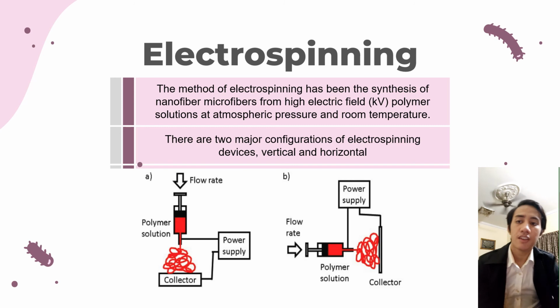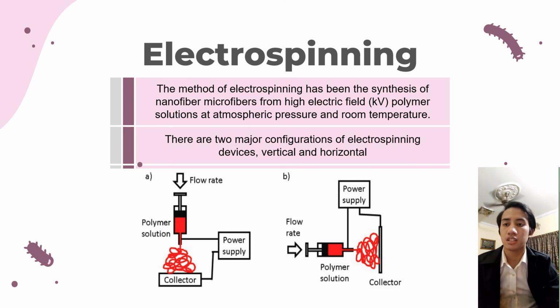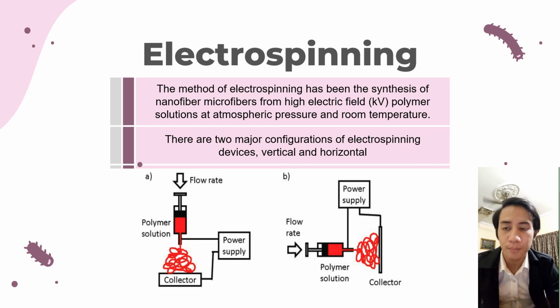Then the jet travels from the cone apex to the collector with opposite charges, which have the ability to attract the charged fibers. Solvent evaporates during jet traveling to leave dry fiber on the collector. A high voltage power supply, syringe, and collector electrode make up a typical electrospinning device, which may be assembled in a vertical or horizontal setup as shown below.